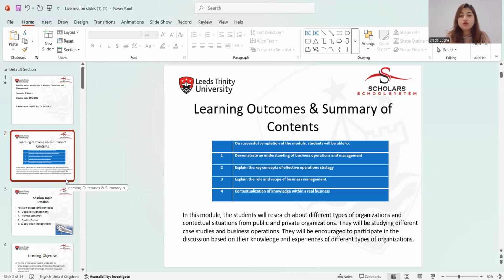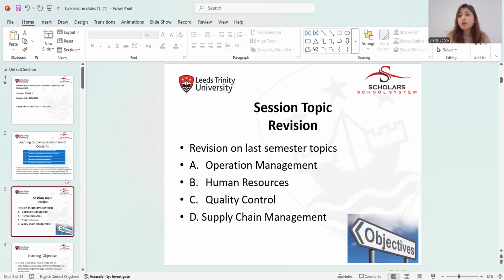So in this module, the student will be able to research different types of organization, be it private or public, and explore them and see what operation strategy these companies and organizations are using and how they can relate with the theories they have learned. And they will be encouraged to participate in the discussion based on the knowledge and experiences of different types of organizations. Session topic revision.